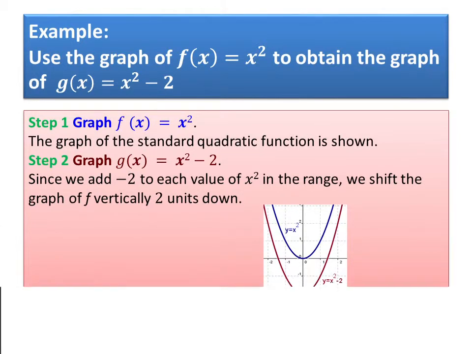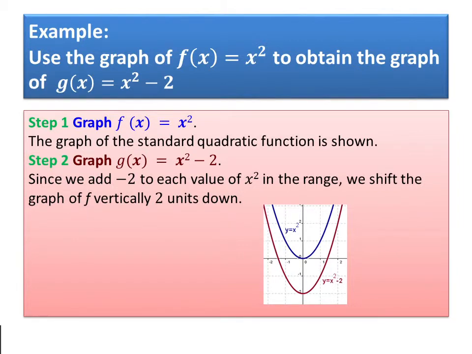Now, in order to graph g of x equals x squared minus 2, we add minus 2 to each value of x squared, and we do the shifting vertically downwards 2 units of the parabola x squared. As we see in front of us in the figure, x squared is given in blue color, while x squared minus 2 is represented in red color.